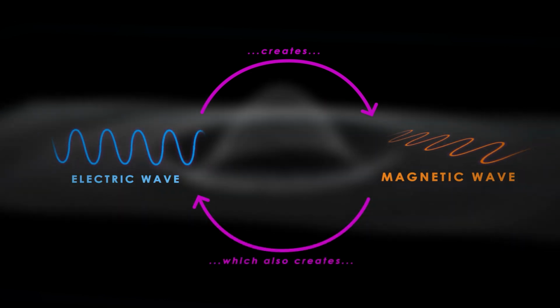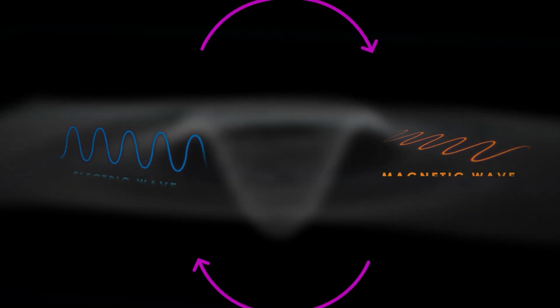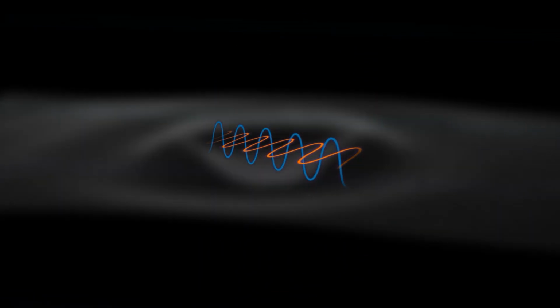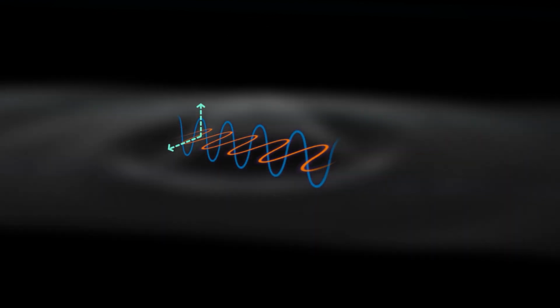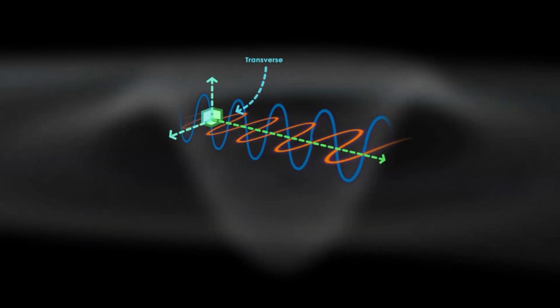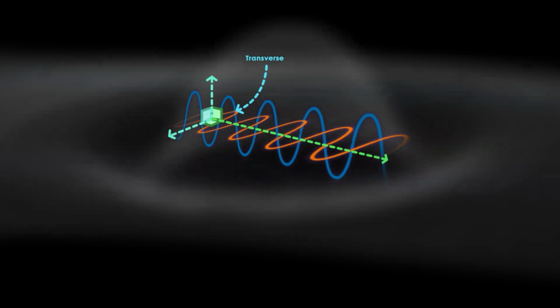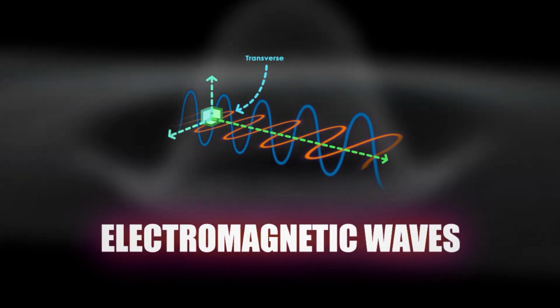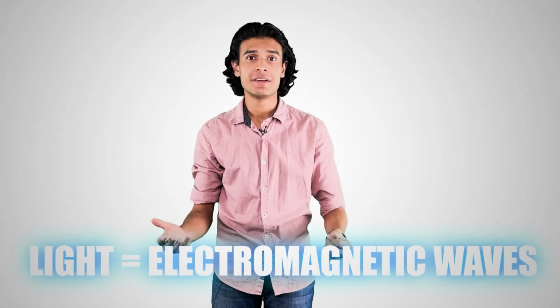So whenever you have an electric wave being made, it will always initiate a magnetic wave, and they will both keep generating each other to form a self-propagating pair of waves, which can thus travel forever and needs no physical medium to travel through. Their direction of oscillation is perpendicular to each other and to their direction of travel, which makes them transverse waves. These two interlinked waves form from the acceleration of any charge and are referred to as electromagnetic waves. Let there be light, because that is exactly what light is: electromagnetic waves.